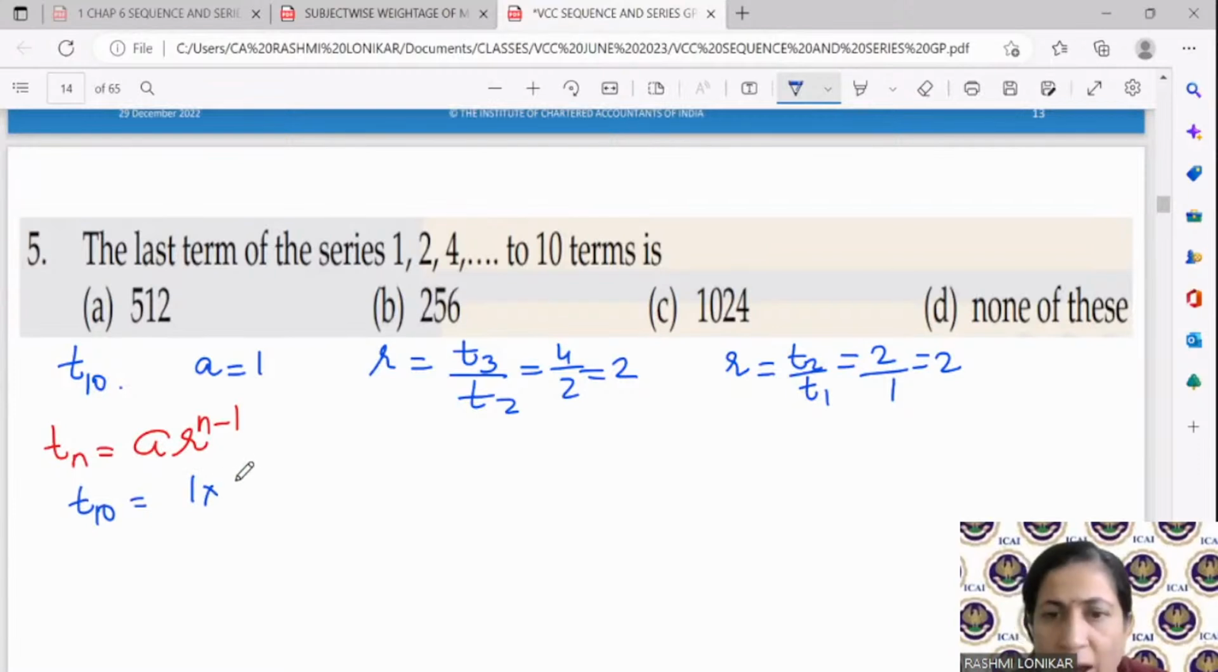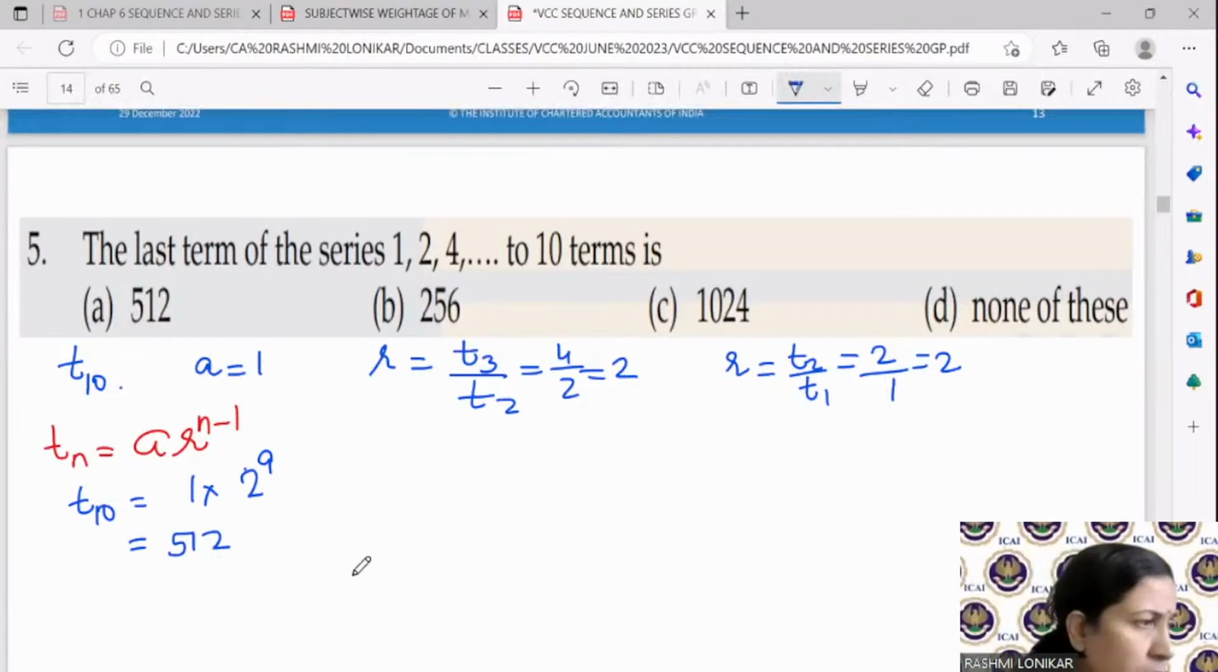1. R is how much? 2. 2 raised to 9. Okay, because it is 10 minus 1, so 9. What is 2 raised to 9? Quickly I see, it is 5 and 2. Yes, fifth answer. Yes, 5 and 2.